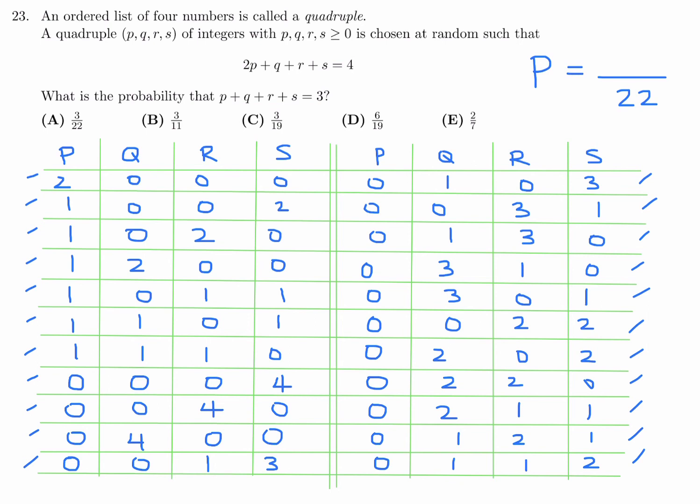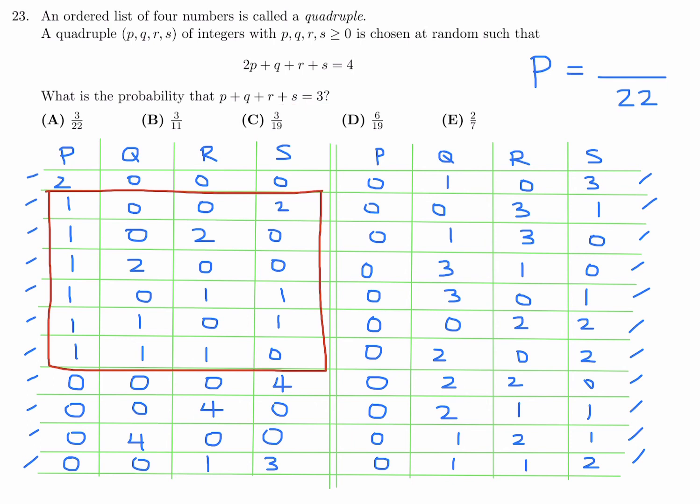Well, if you look through this, you will quickly be able to figure out that the only ones where PQRS all add up to 3 are just these ones. All the other ones, it doesn't equal 3. The sums would be 2 or 4. These ones, however, the ones I just circled in red, are the only ones where the sum of P, Q, R, and S is 3.